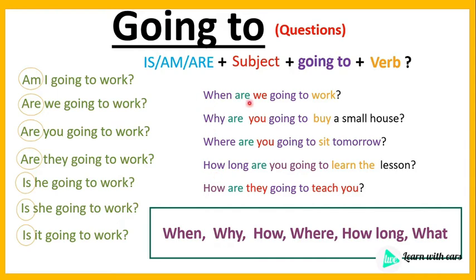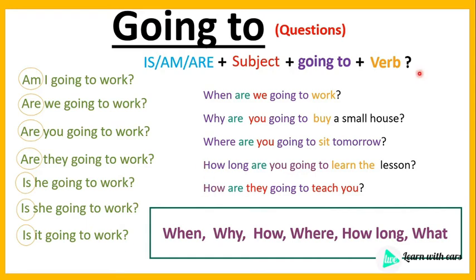Okay, so if somebody is asking a question with when, it means he wants to know the time. Why? So this person wants to know the reason. Why are you going to buy a small house? Where are you going to sit tomorrow? Here, the speaker wants to know the place. And here, how long means the person wants to know the duration, the time period. Okay, next, how. How are they going to teach you? Here, the person wants to know about the method or way, style, right? So that's why he's using how.